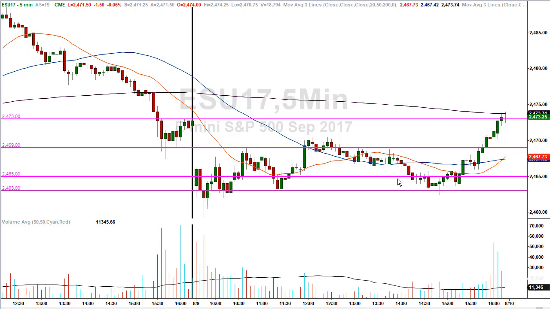And where did we find support? We found support first at the 24.65, going back to the 24.63, and then price ended up going higher. And into the end of the day, we took a little pit stop at the 24.69, but price was strong. And where did we end the day? Right up at the 24.73.